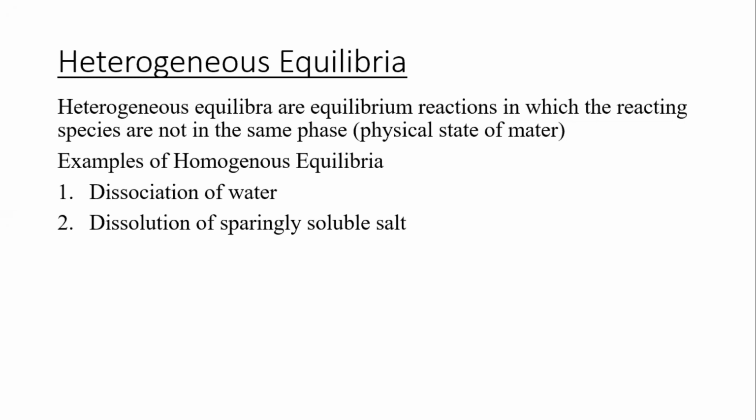All right, so we talk about heterogeneous equilibria. What is heterogeneous equilibria? Heterogeneous equilibria are equilibrium reactions in which the reacting species are not in the same physical state of matter with the product. So both the reactant and the products are not in the same physical state of matter. We're going to be having these examples, and we're going to be dealing with the calculations under them. So the dissociation of water.